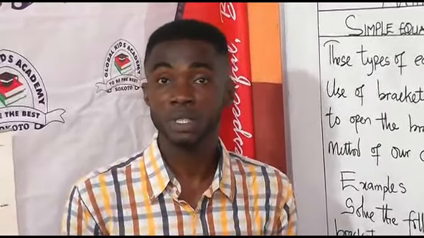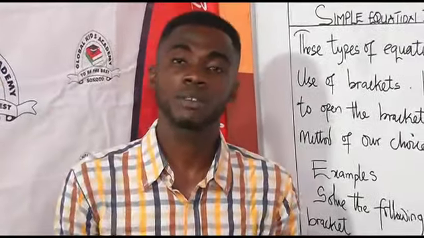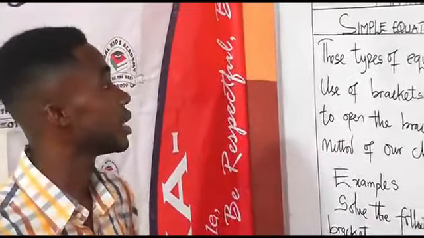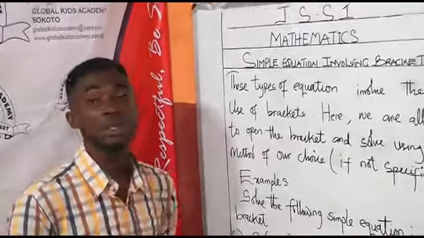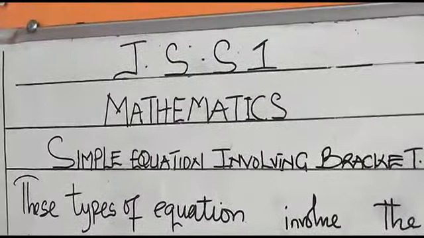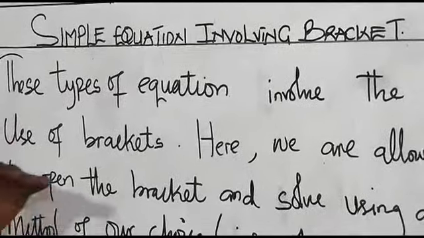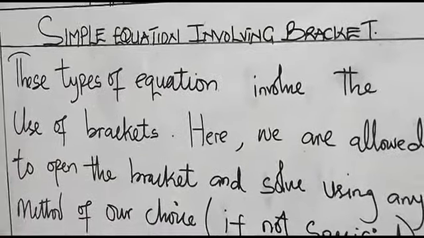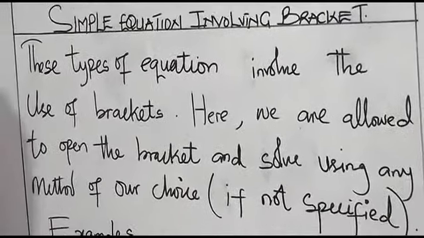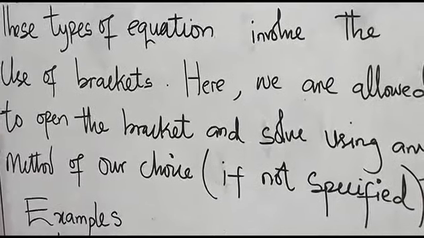Firstly, if you could recall, we have the balancing method, and secondly, we have the collection of like terms method. But in today's lesson, students, we'll be discussing the simple equation involving the use of brackets. So here we go. These types of equation involve the use of brackets. Here we are allowed to open the brackets and solve using any method of our choice, if not specified.